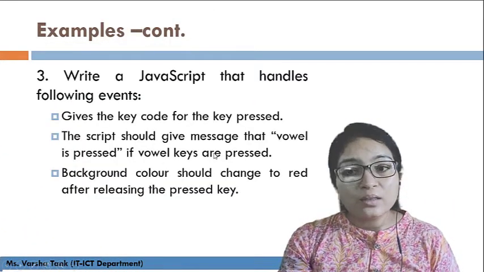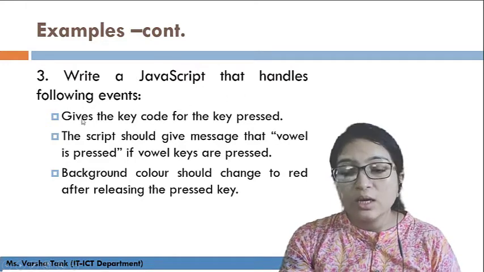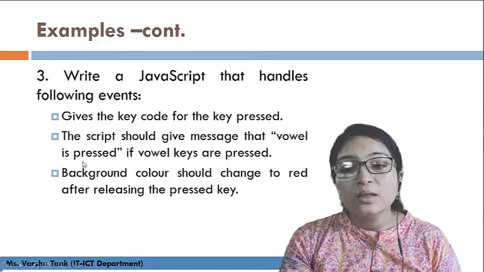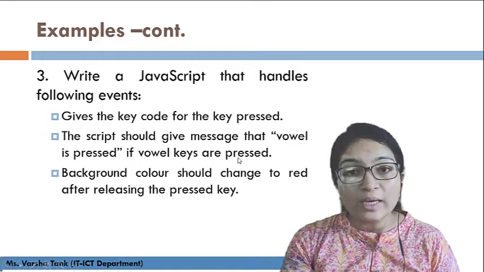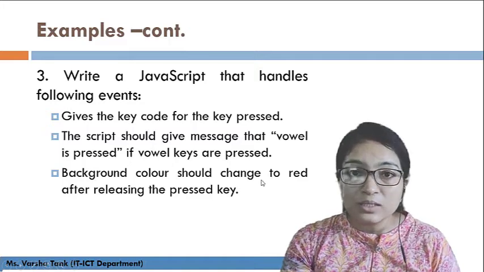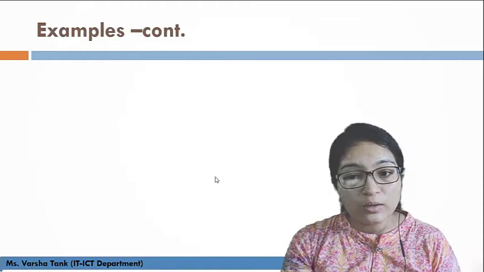Okay, now let's see the third practical. Write a JavaScript that handles the following events. Which events give the key code for the key pressed? The script should show a message that a vowel is pressed if a vowel key is pressed, and the background color should be changed to red after releasing the pressed key. Okay, so this thing should happen whenever we are doing the practical.